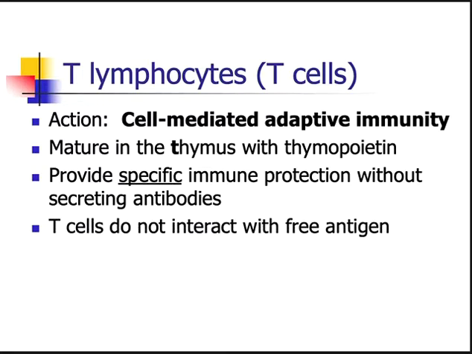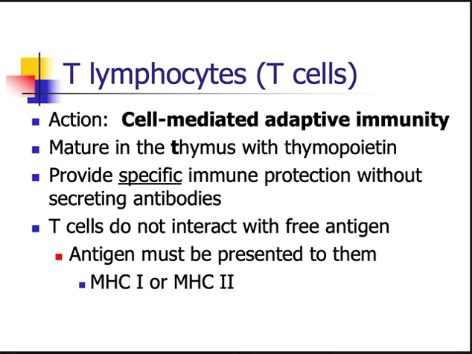T cells do not interact with free antigen. Antigen has to be displayed to them. Sometimes I like to think of T cells as being kind of snooty. They want other cells to do some work for them first. And so this is where your antigen presenting cells come in handy. B cells can present antigen, and other phagocytic cells such as monocytes mature into macrophages. So macrophages and dendritic cells. So what are your APCs, antigen presenting cells? Macrophages, dendritic cells, and B cells.